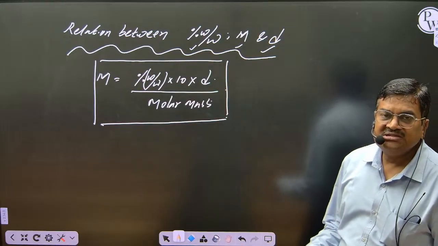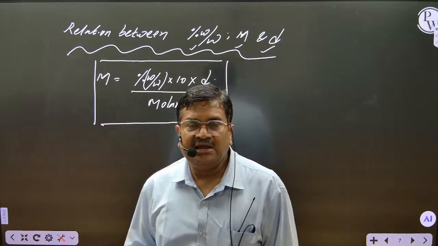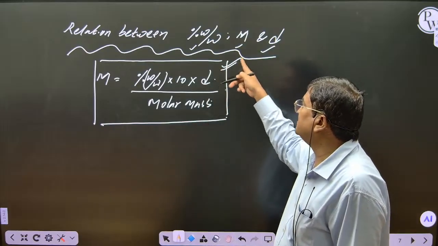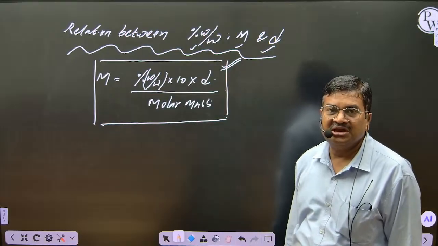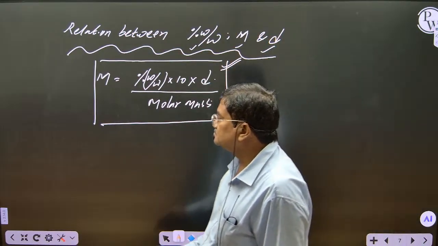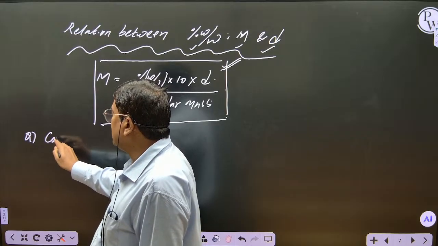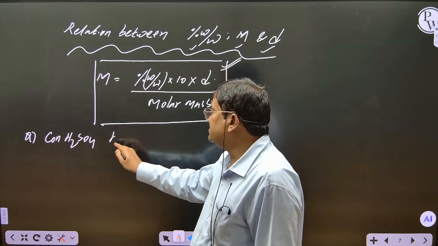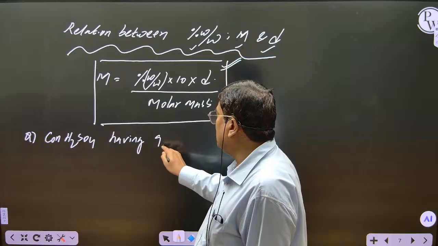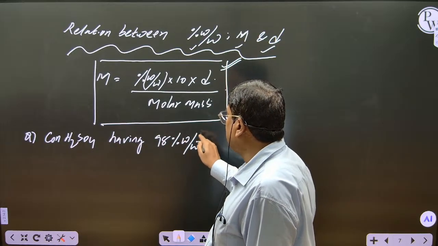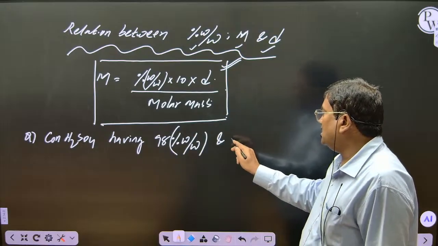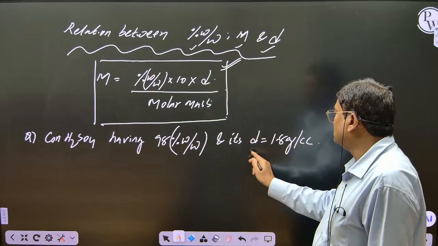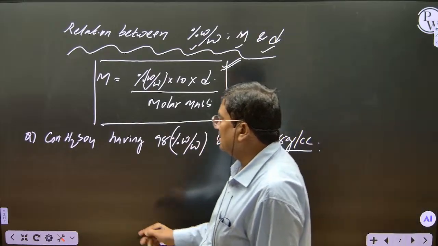So when mass percentage is given, density is given, how do we get molarity? The percentage mass into 10 into density by molar mass. This is the relation from NCERT, and in exams they are asking numericals on this. Write one question. Concentrated sulfuric acid, that is H2SO4, having 98% W by W. What is W by W? Mass percentage. And its density is 1.8 gram per cc. Then find its molarity.